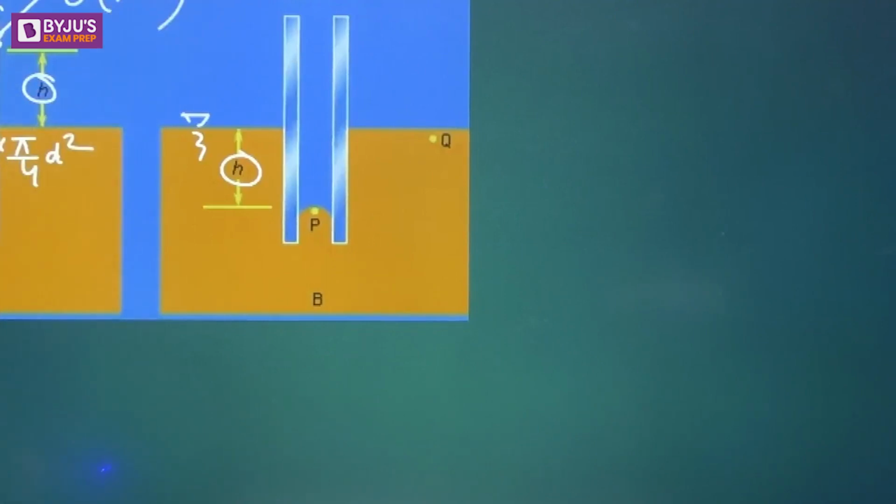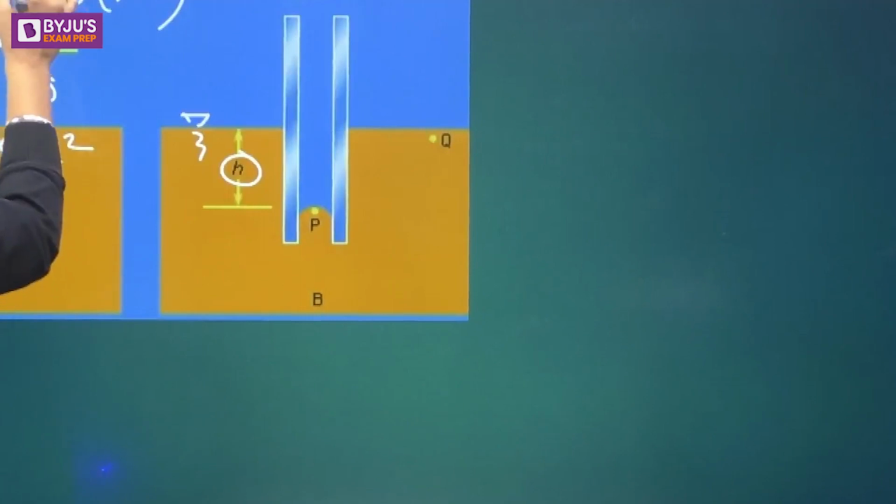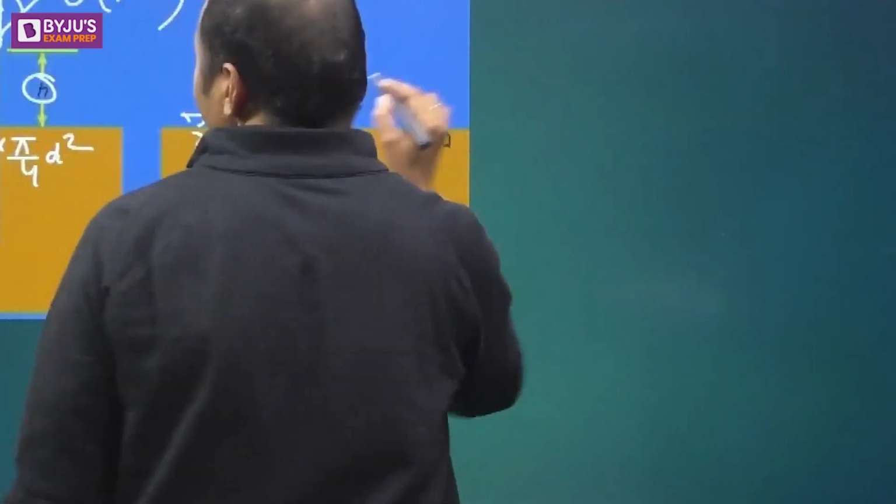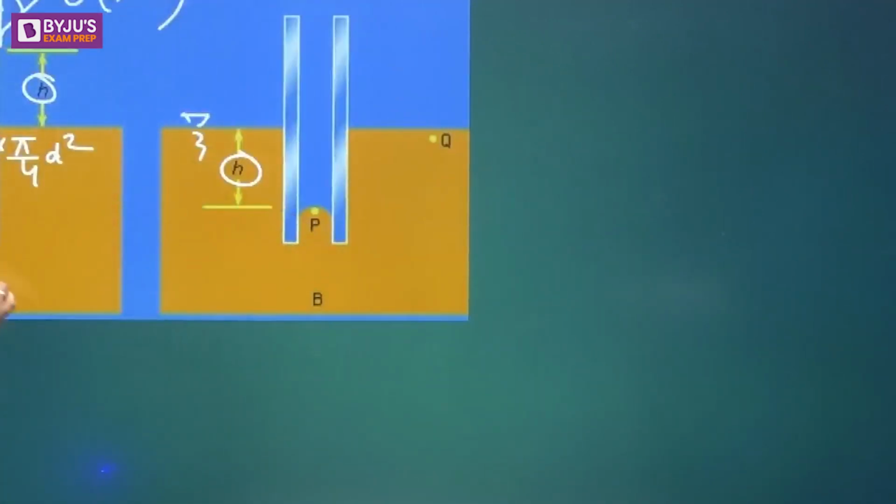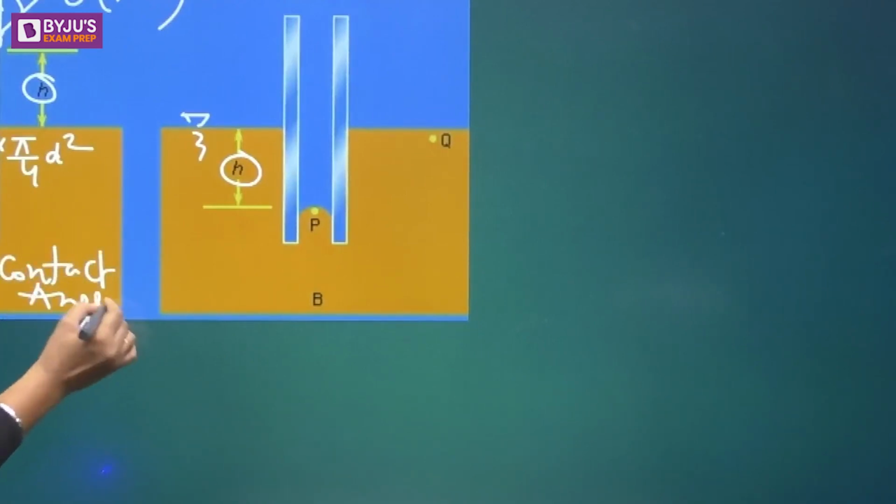When the fluid rises, the meniscus will be concave and the contact angle theta will be less than 90 degree. Here theta is the contact angle. So this is how the situation will be.